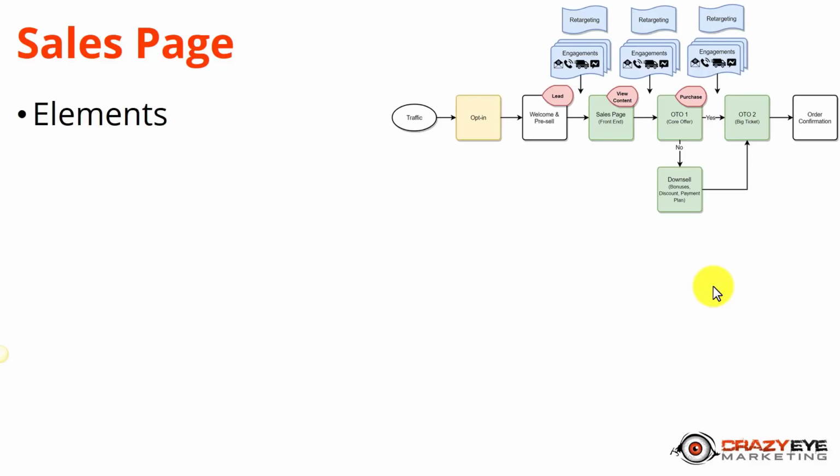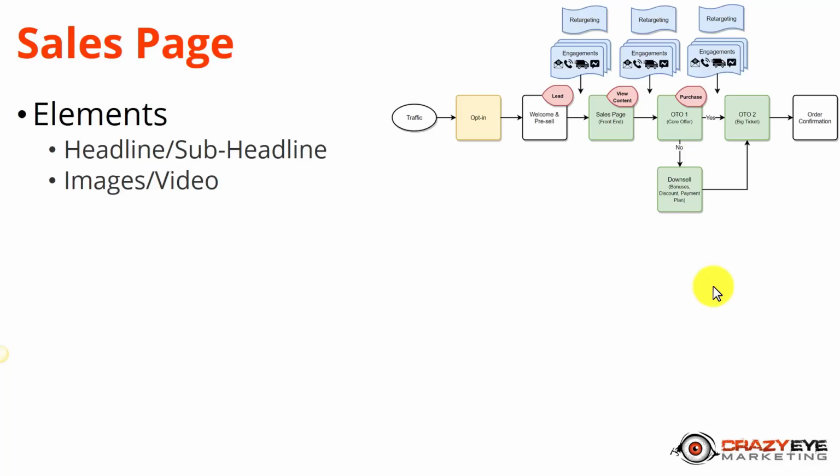So a few common elements of a successful sales page are that you need to have a headline and a subheadline, and you really got to capture their attention with these two headlines. You'll likely have some images and videos of the products, success stories, customers, etc. You're going to have some sales copy and feature benefit bullets.